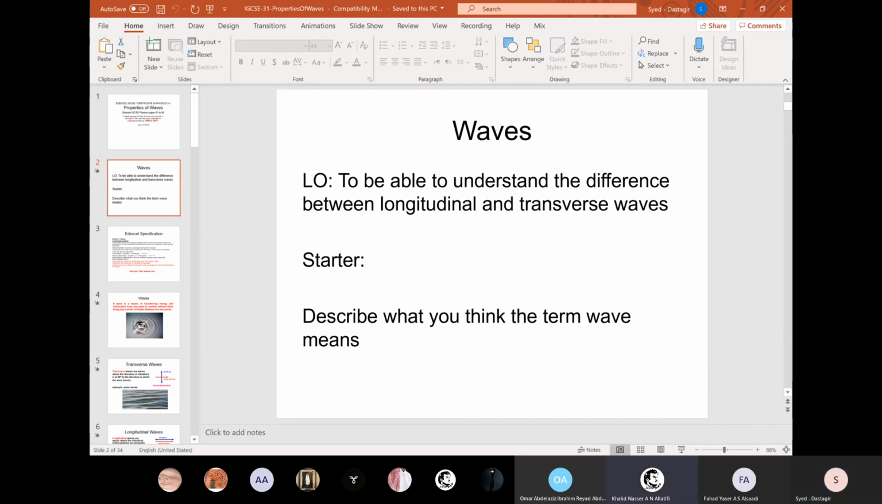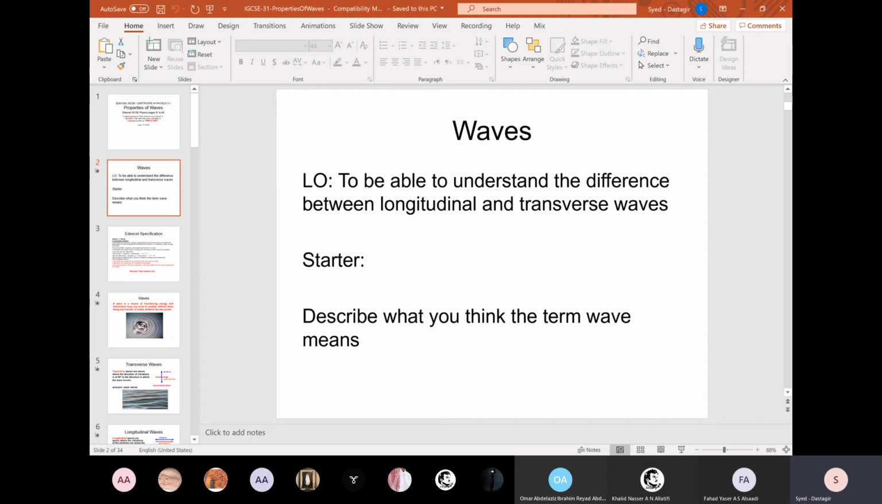Transverse, the oscillations are perpendicular to the direction of energy transfer. Perpendicular means it creates a right angle. Excellent, 90 degrees, yes. And longitudinal is when the oscillations are parallel to the direction of energy transfer. It means the same way, basically side to side. Good. What does oscillation mean?